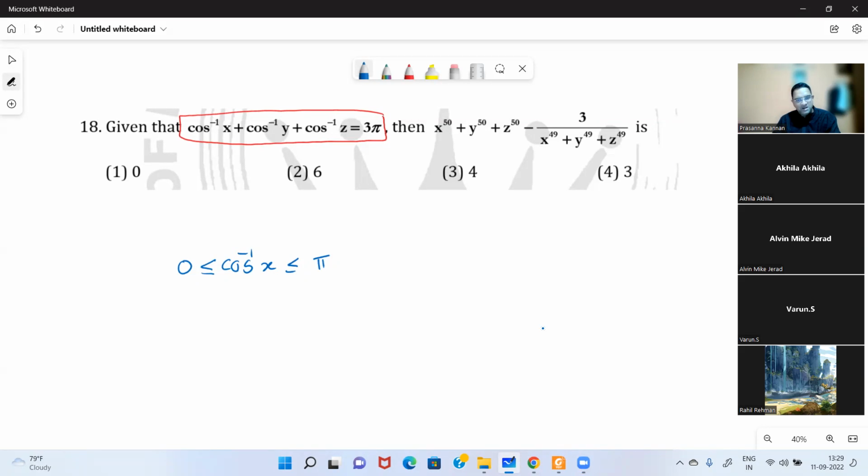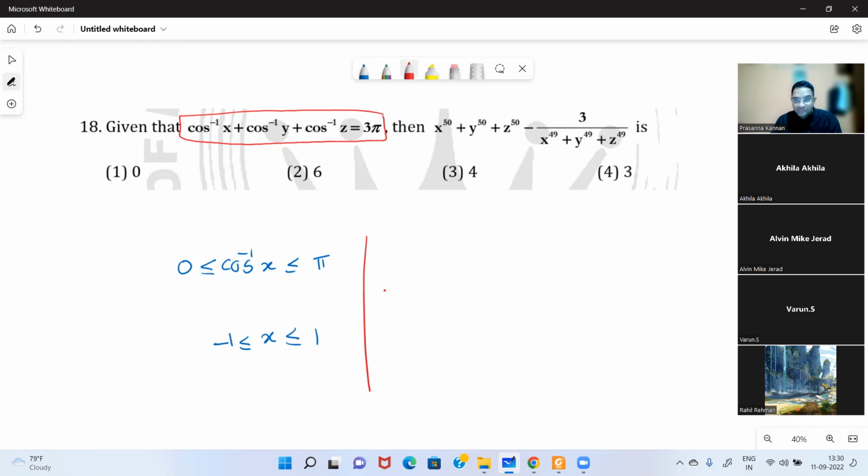Now, what is the minimum value of x? See here, cos inverse x lies between 0 and pi. What is the value that x lies between? Minus 1 and 1. Exactly, right? So x lies between minus 1 and 1. When is x minus 1? For what angle will x be minus 1? Or when x is minus 1, what will be the angle?